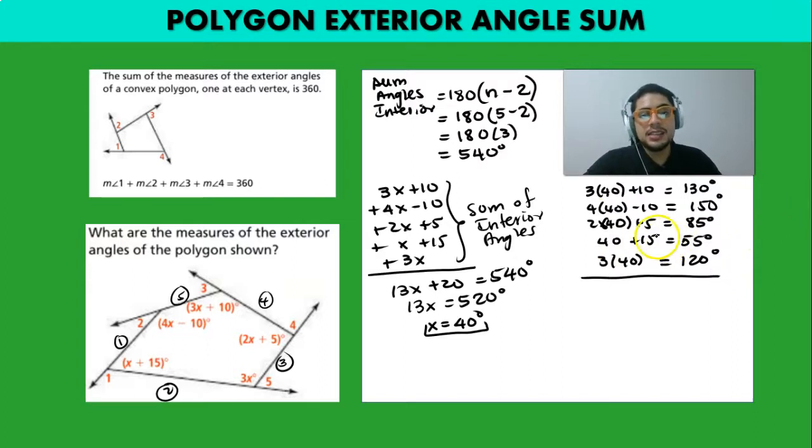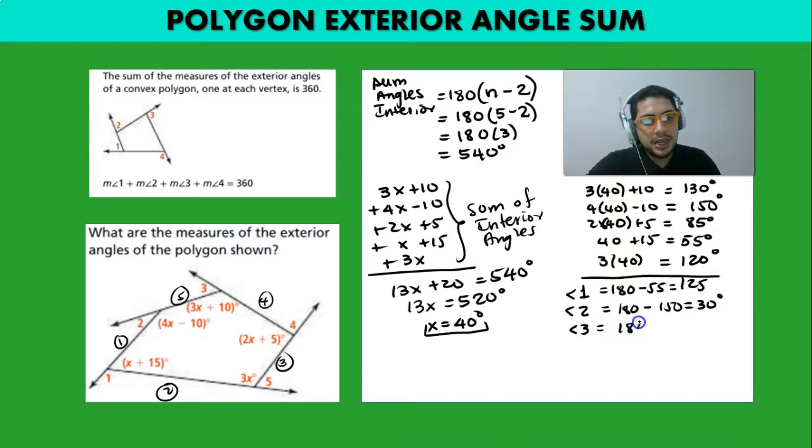Now we can find the exterior ones. How? Well, we know that angle 1 is supplementary to x plus 15. So angle 1 is going to be 180 minus 55 degrees. And that is going to give us a total of 125. Angle 2 is going to be 180 minus 4x minus 10. So it's going to be 30 degrees.